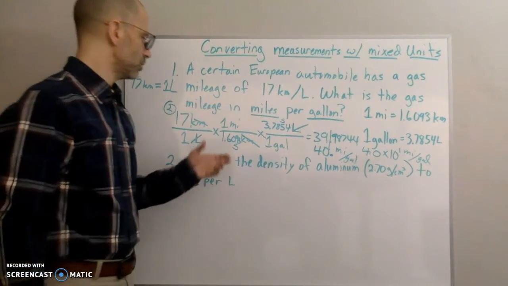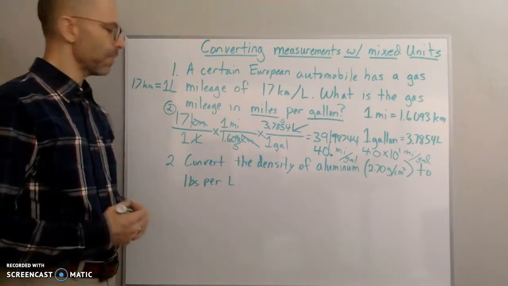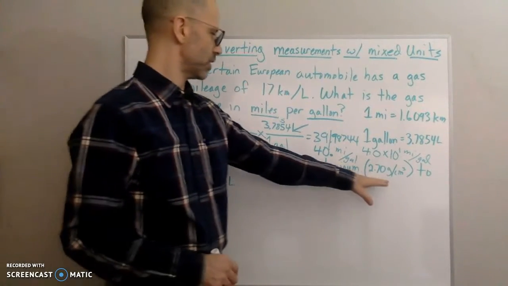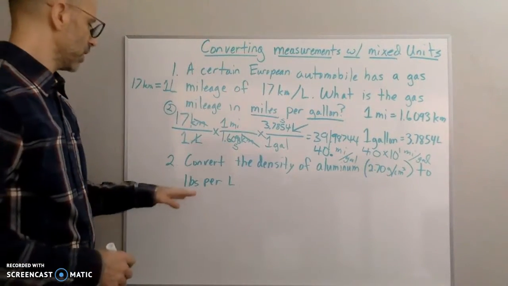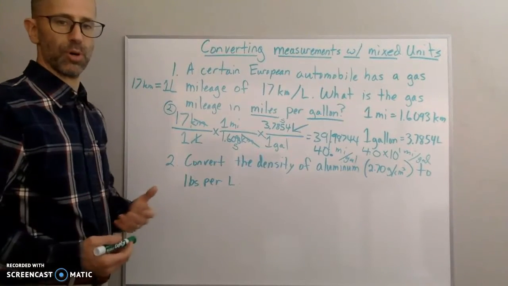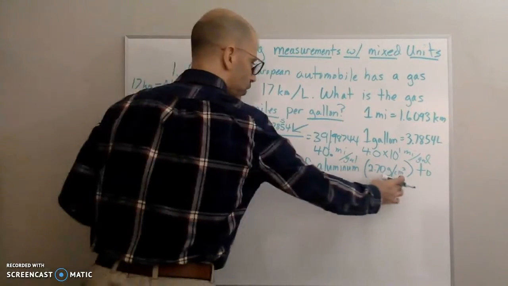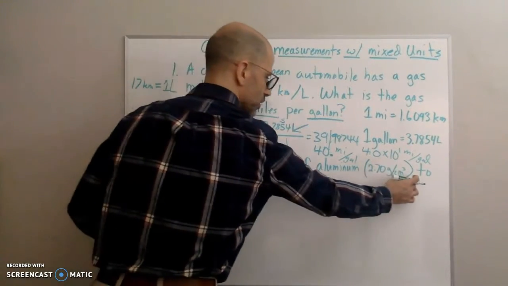Okay, so what about this? Here's the second problem. Now we have density. This is asking us to convert density of aluminum, and they give us the density in grams per centimeter cubed, and they want it in pounds per liter. So again, start with what you're given. And again, the density here, it's grams per centimeter cubed.